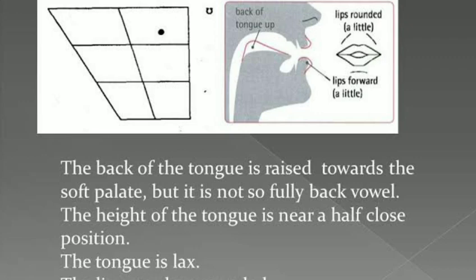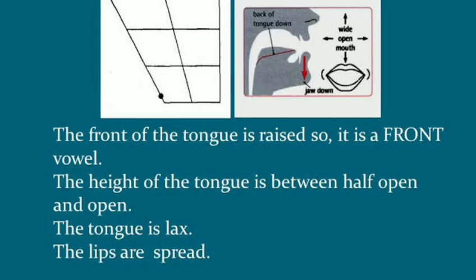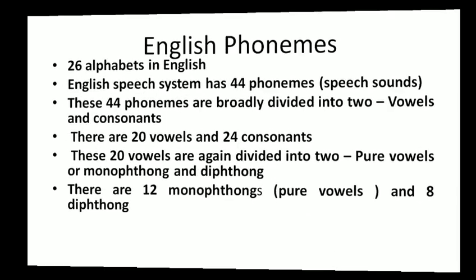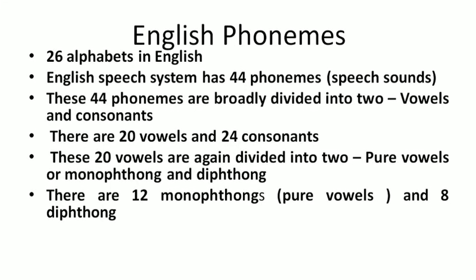Next, there is the three-term description of vowels, connected with these above things. English phonemes: there are 26 alphabets in English. The English speech system has 44 phonemes or speech sounds, and these 26 alphabets are best represented by these 44 phonemes.